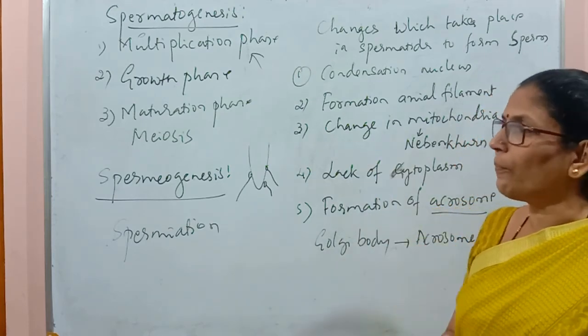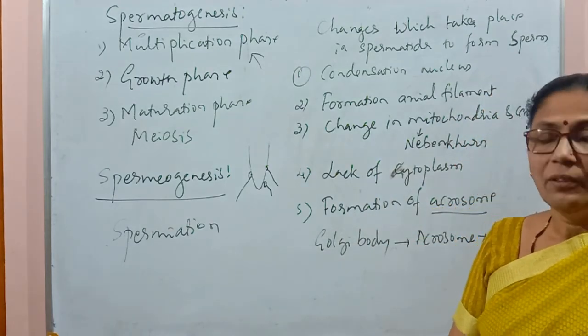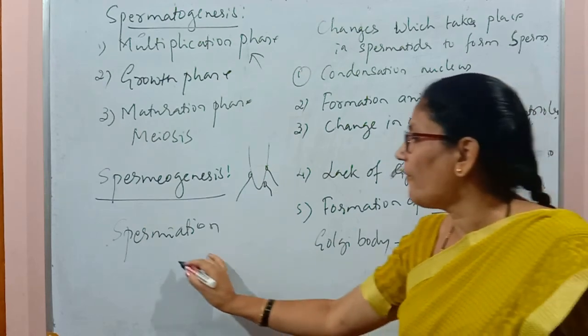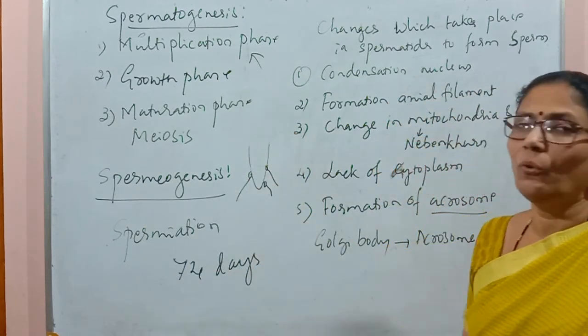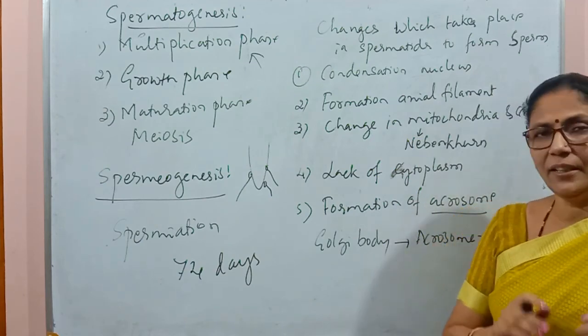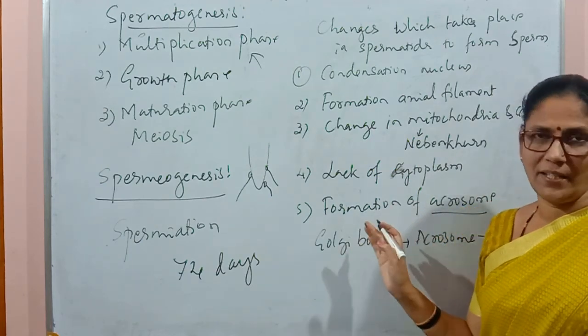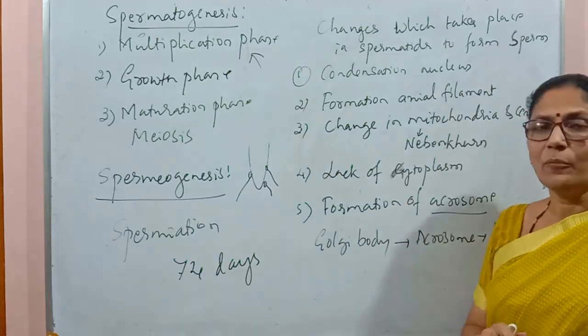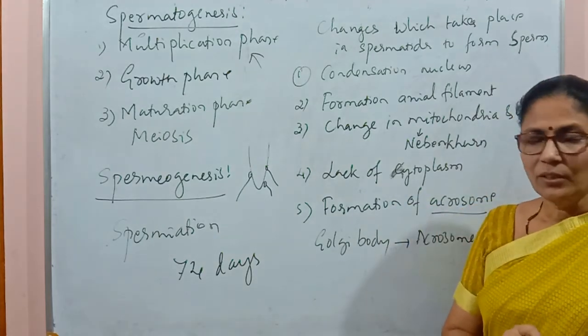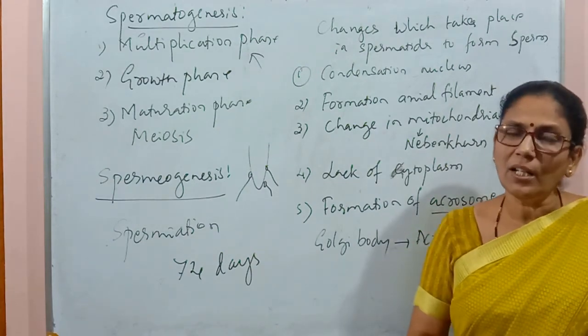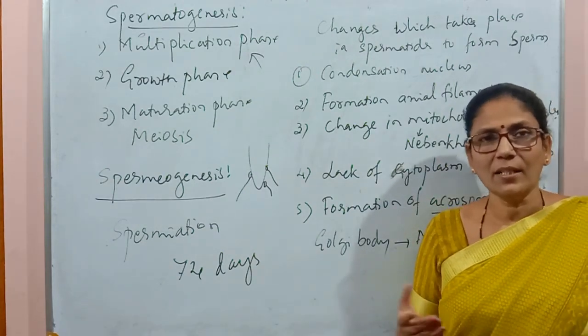All this process takes 74 days. In human beings, to complete the whole spermatogenesis process, it needs 74 days. So here I am going to finish this process, spermatogenesis. In the next class, we will continue the same topic in the next segment.